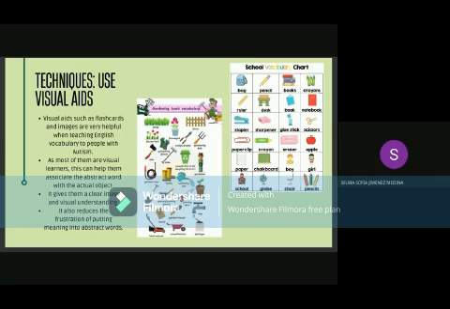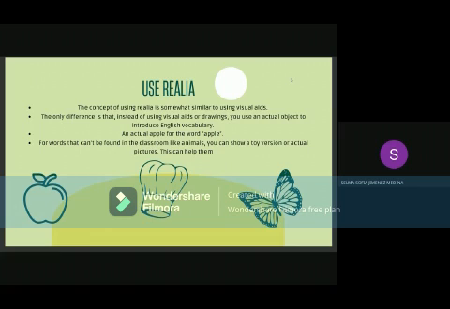Also, they reduce the frustration of putting meaning into abstract words, and you can show them to your students. Second, use of realia. The concept of using realia is somewhat similar to using visual aids. The only difference is that realia is an actual object that you can touch and show to your students.